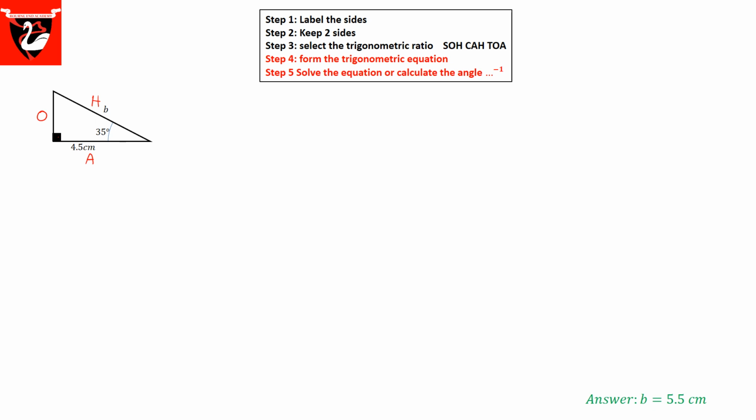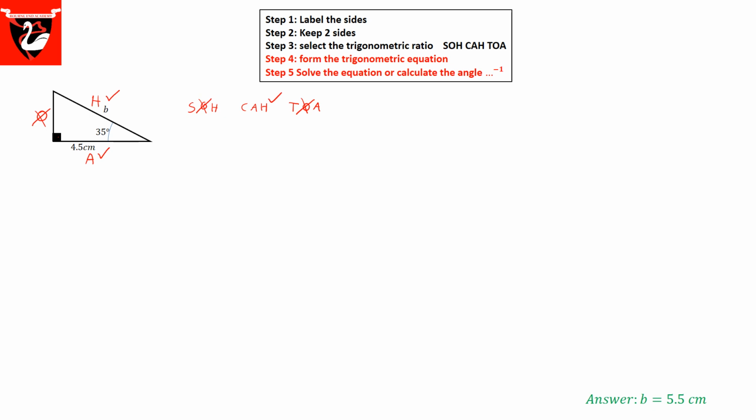Well, I'm going to have to keep A because I know the value of A, and I'm going to have to keep H because that's my unknown. That's the side I'm trying to find. So I'm going to ignore O. Step 3, out of my 3 possible trigonometric ratios, SOH CAH TOA, I need to decide which one I want to keep. Well, if I have dropped O, then I can't use SOH, and I can't use TOA, I have to use CAH.